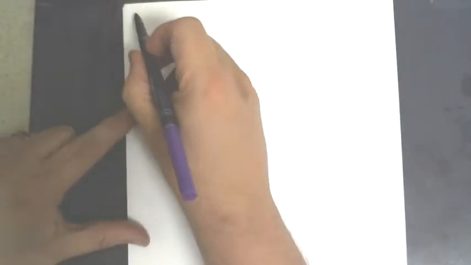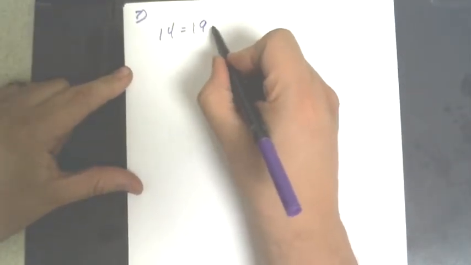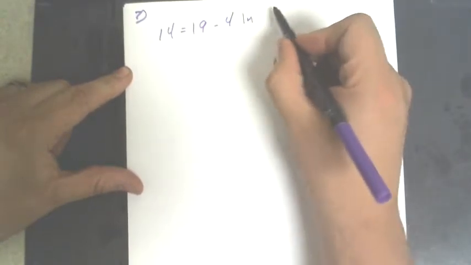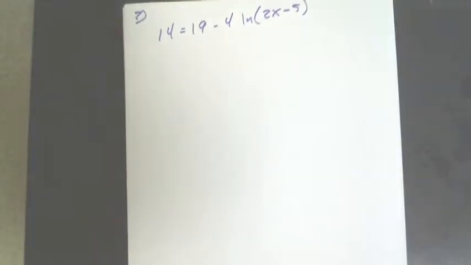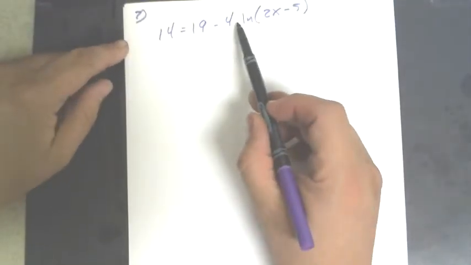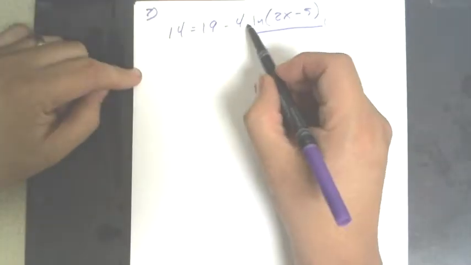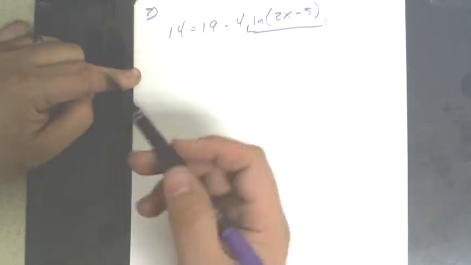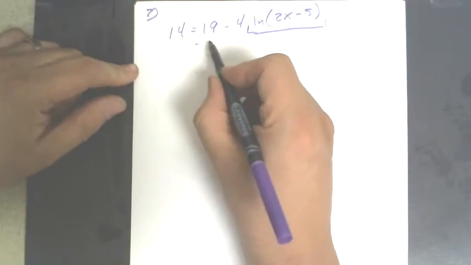So, number 7. Solving now, we got a logarithmic expression. 14 equals 19 minus 4 natural log of 2x minus 5. So just like most of your other solving, we've got something complicated here. This natural log of 2x minus 5 is certainly where the meat of this problem is happening. So isolate it. Get the 19 out of there. Get the negative 4 out of there. So you can isolate the thing that's causing trouble. So I'm going to do that.